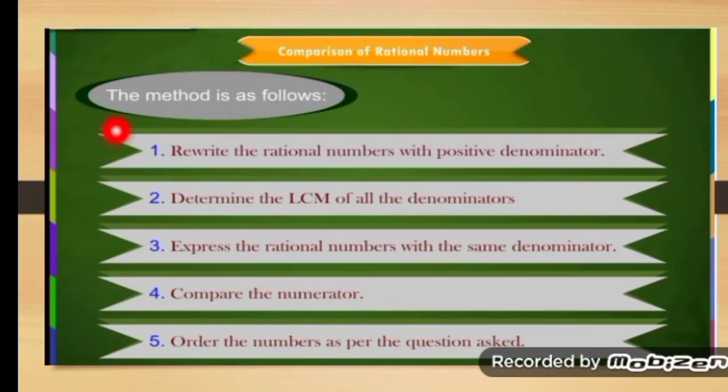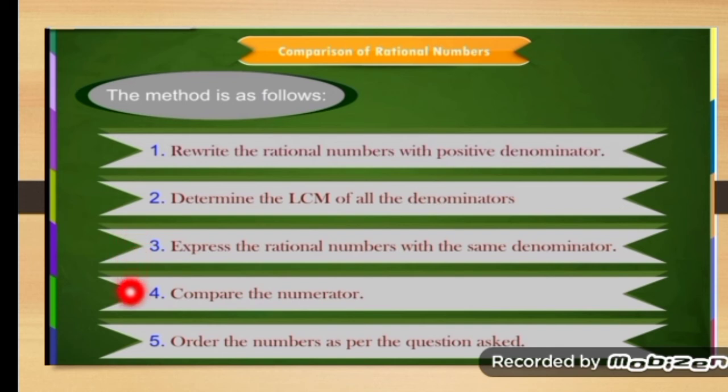Let's see the steps of this method. Step 1 is rewrite the rational numbers with positive denominator. It means if there is any rational number with negative denominator, we will make the denominator positive. Secondly, step 2 is determine the LCM of all the denominators. After making the denominators positive, we will find the LCM of all the denominators. Step 3 is express the rational numbers with the same denominator. Then we will make the denominators the same, equal to their LCM.